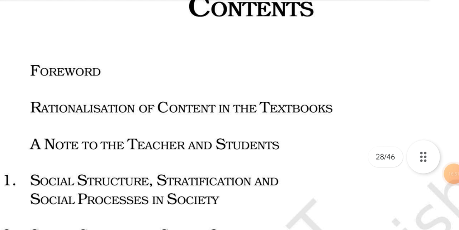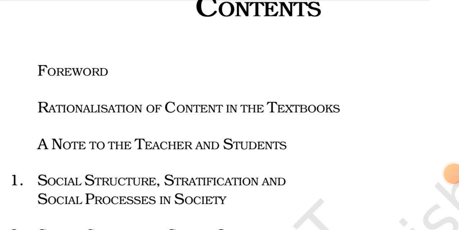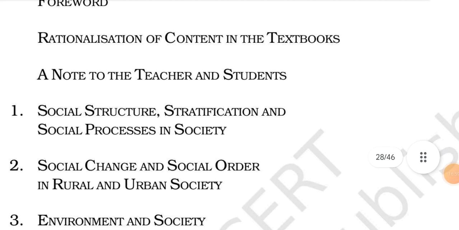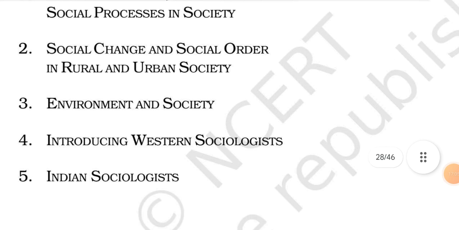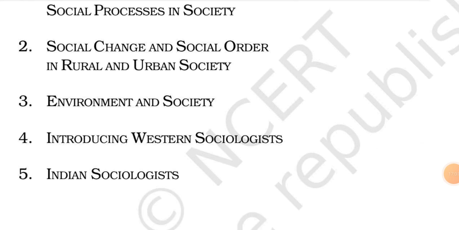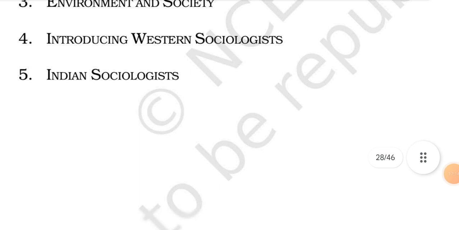Contents. Foreword. Rationalization of content in the textbook. A note to the teacher and students. 1. Social structure, stratification and social processes in society. 2. Social change and social order in rural and urban society. 3. Environment and society. 4. Introducing Western sociologists. 5. Indian sociologists.